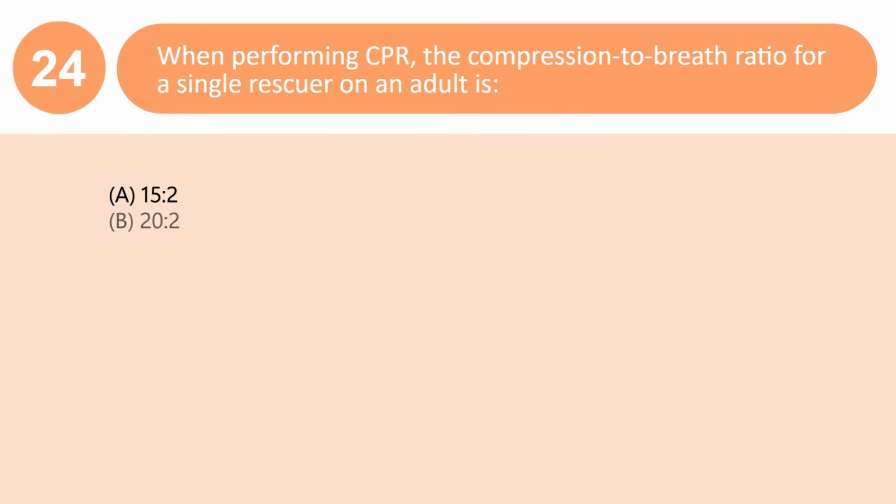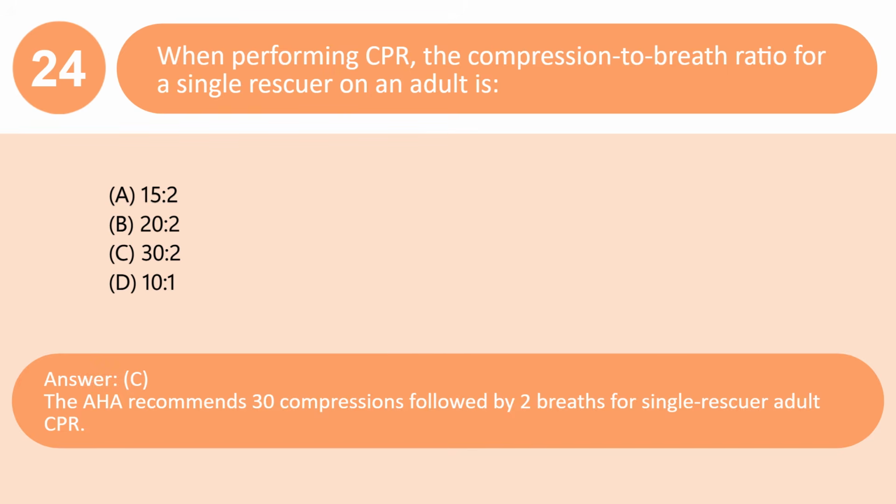When performing CPR, the compression-to-breath ratio for a single rescuer on an adult is A. 15:2, B. 20:2, C. 30:2, D. 10:1. Answer: C. The AHA recommends 30 compressions followed by 2 breaths for single rescuer adult CPR.